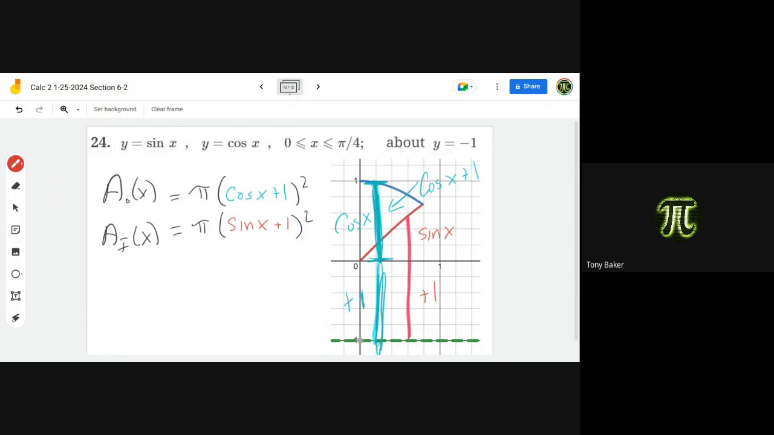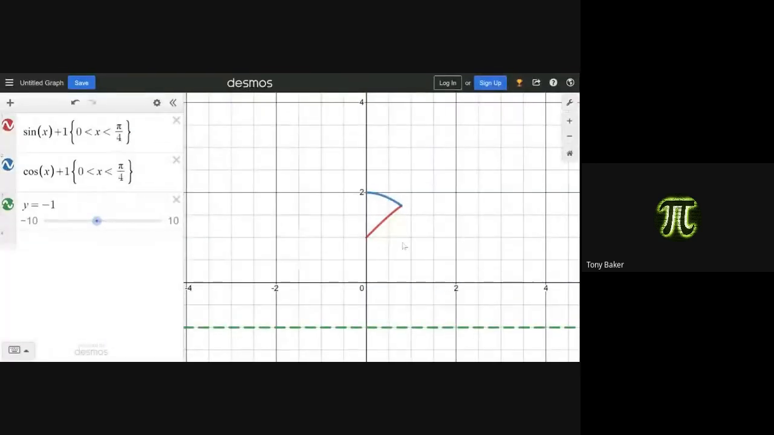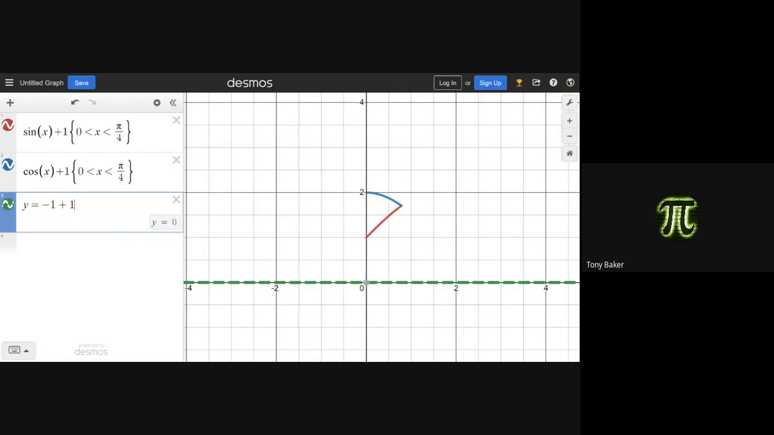Okay. So if I looked at Desmos, if I did sine of x plus 1 and cosine x plus 1, all I did is I shifted it up 1. And that would also shift up 1. So I've shifted everything up 1. That's the exact same picture I had before.